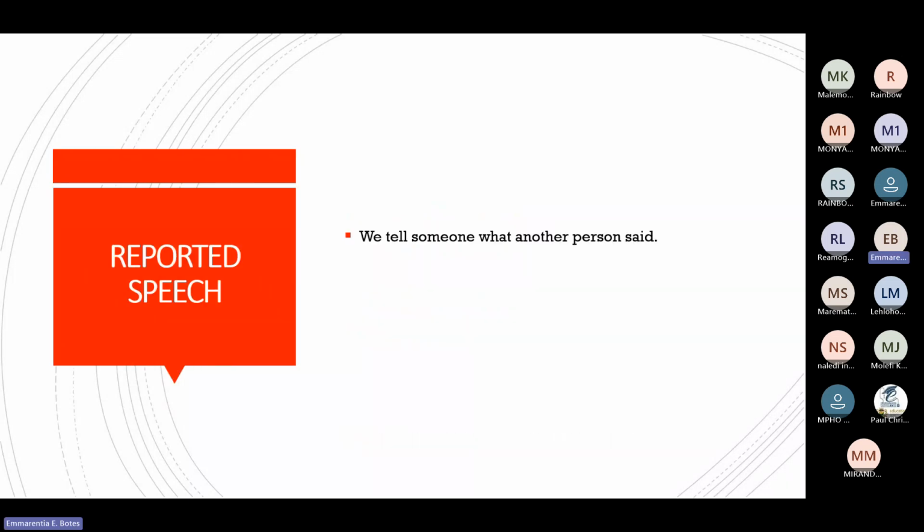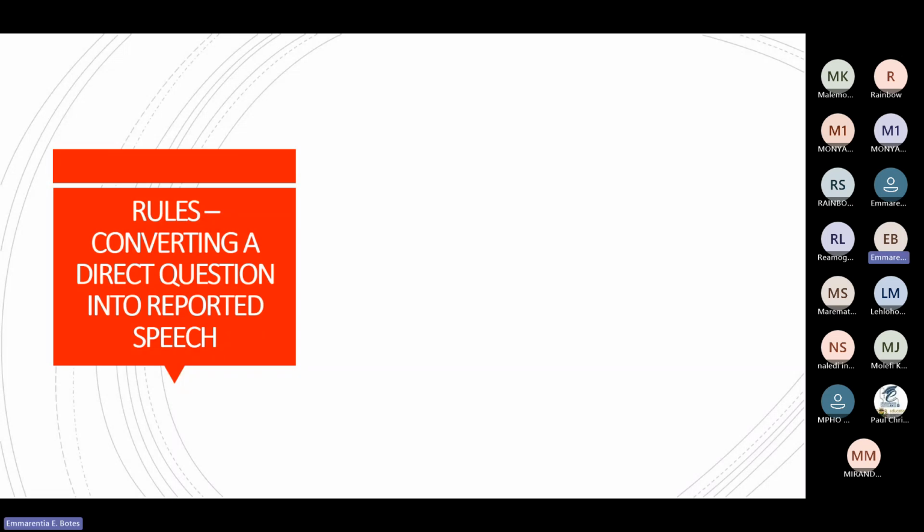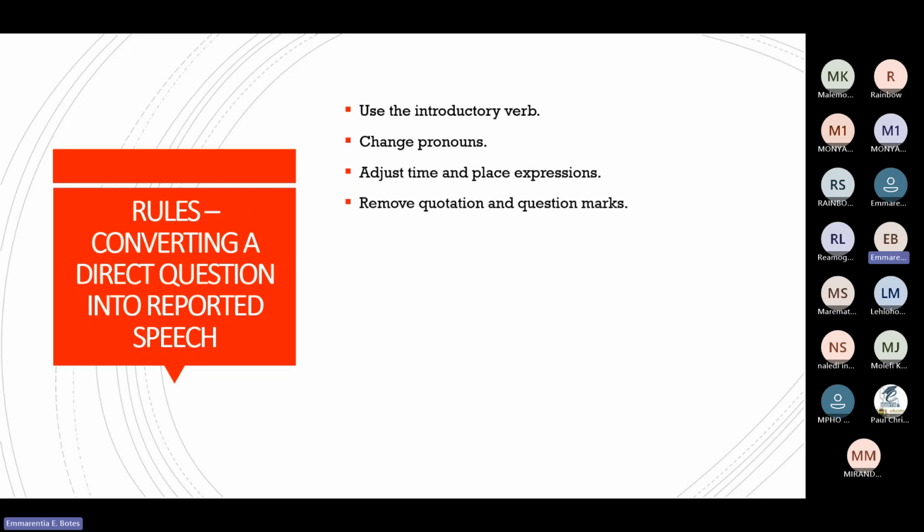Just a recap of what is reported speech. We tell someone what another person said. It's not your direct words, very important, especially if you have to change pronouns. No inverted commas. Then we look at the rules for converting a direct question into reported speech. Just like when we convert from direct into reported speech, use the introductory verb, change pronouns, adjust time and place expressions, remove quotation marks, and now for the question, also the question marks.